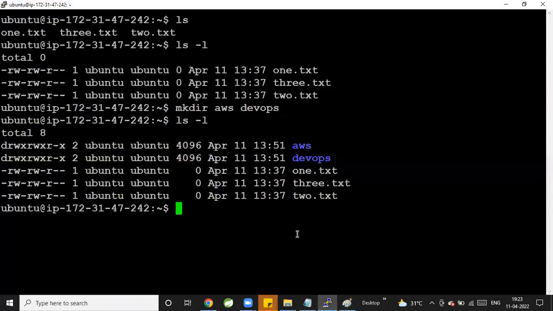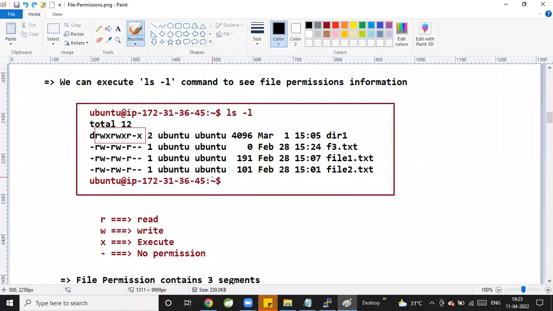Whenever you do long listing, every file will start with the first character that represents the type of the file. RWX will be available as file permissions. R means that file has read permission, W means write permission, X means execute permission. Hyphen means that file doesn't have that permission. Read, write, execute, and no. Character R represents read permission, W represents write permission, X represents execute permission, and hyphen represents no permission. Okay.